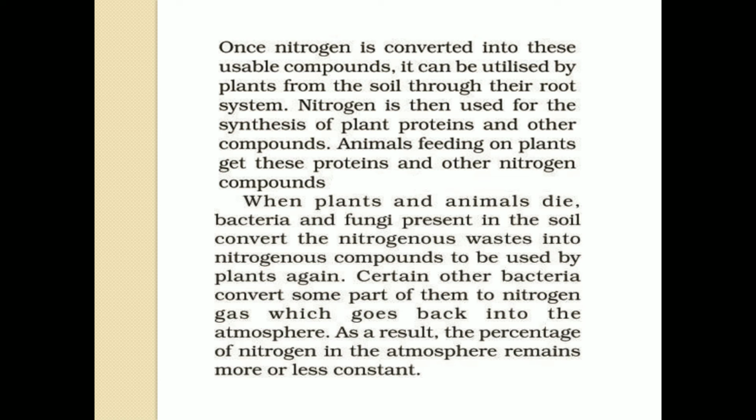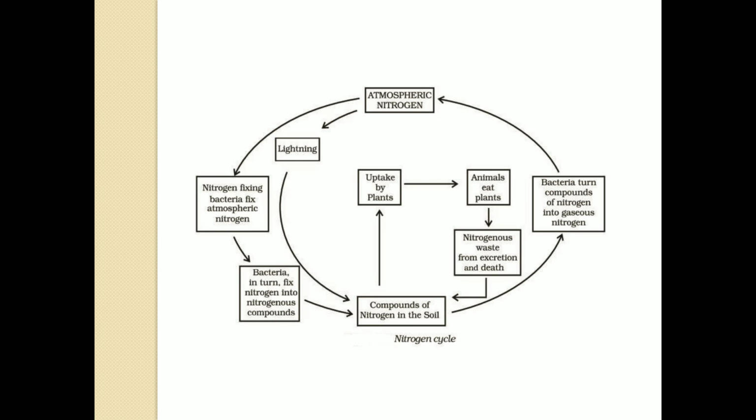When the plants and animals die, bacteria and fungi present in the soil convert the nitrogenous waste into nitrogenous compounds used by plants again. Certain other bacteria convert some part of them to nitrogen gas which goes back into the atmosphere. As a result, the percentage of nitrogen is maintained. You can see before you the nitrogen cycle.